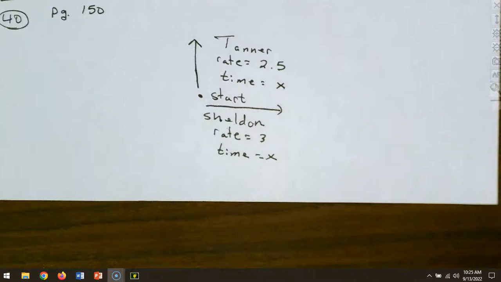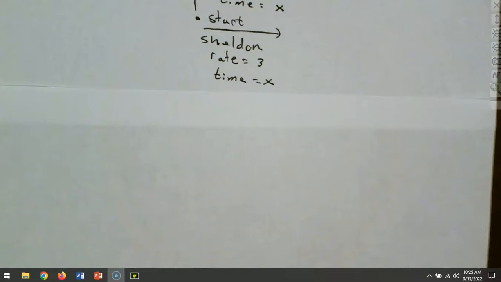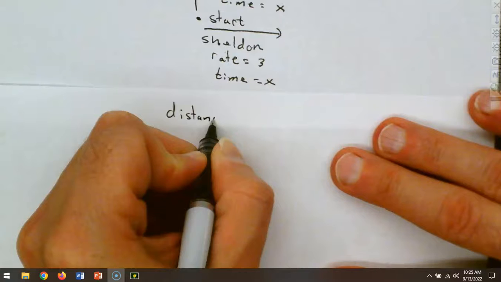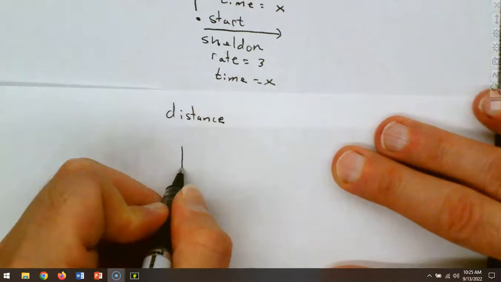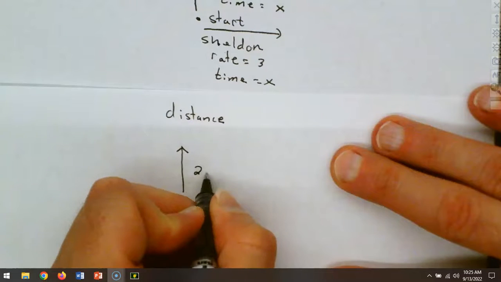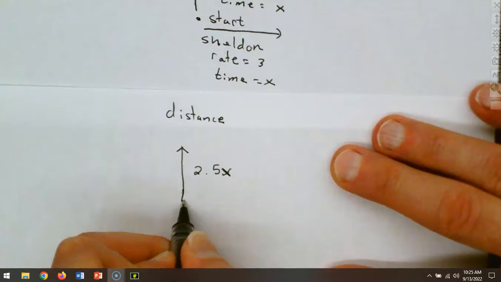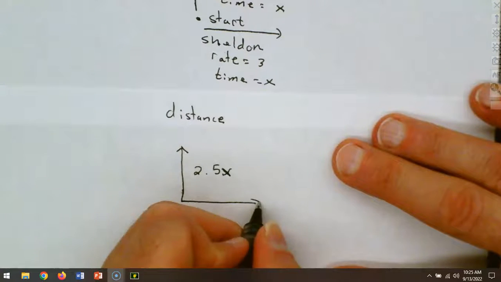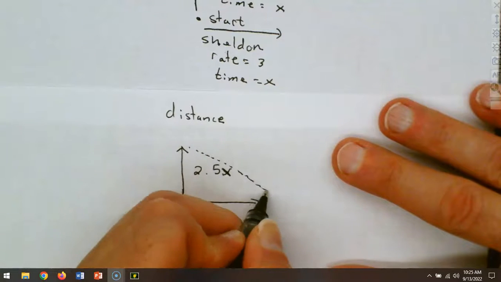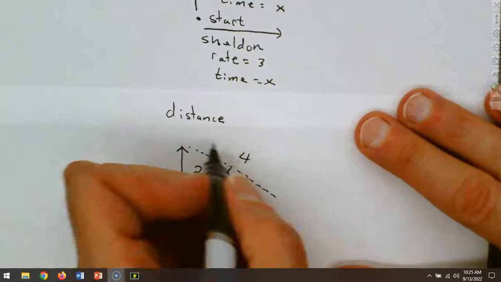Well, we're working with the distances. And remember, your rate times your time is going to be your distance. So when we draw these out, if we look at the distances here, and we did this way back in 1-2, when we did our distances, rate times time is your distance, so Tanner is going to be 2.5x, and Sheldon, going this way, is 3x, and how far apart do they need to be? It says in the question that they need to be 4 miles apart, so that's your total distance here.